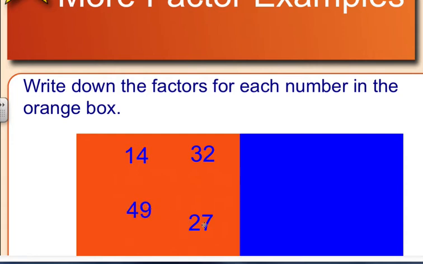And for 27, if you add 2 and 7, it equals 9, and 9 can be divided by 3, so we know 3 is a factor. So the factors are 1 and 27 and 3 and 9. How did you do?